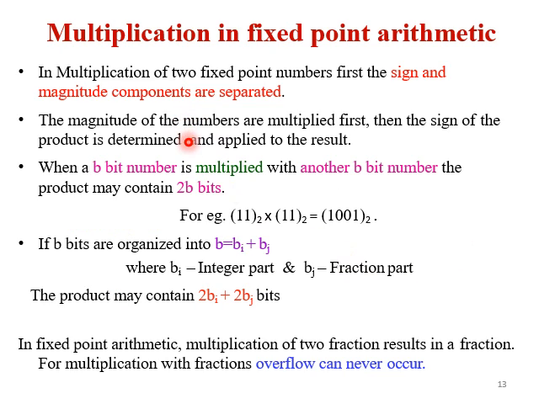Similarly, we can do multiplication in fixed point arithmetic, right? Take the example of 2 numbers, which you multiply. If b bits are organized into b equal to bi plus bj, then the product may contain bi plus bj bits. In fixed point arithmetic, multiplication of two fractions results in a fraction. For multiplication of fractions, an overflow can never occur, right?